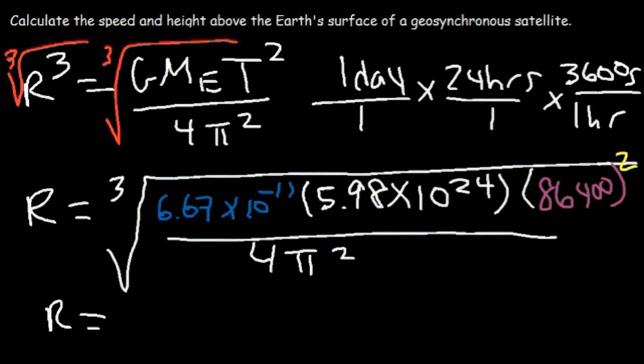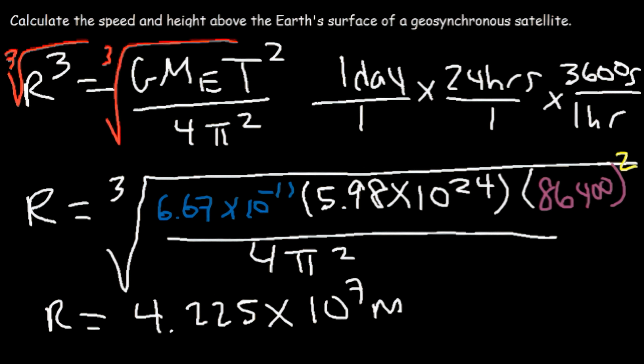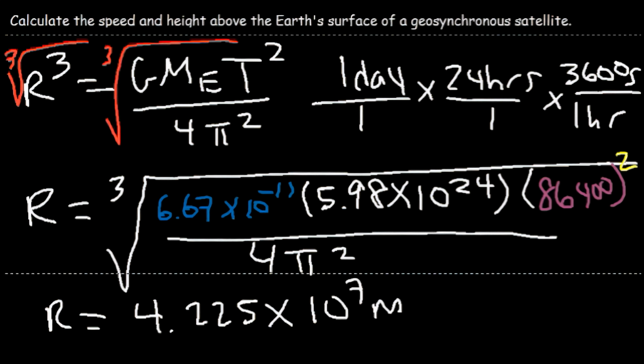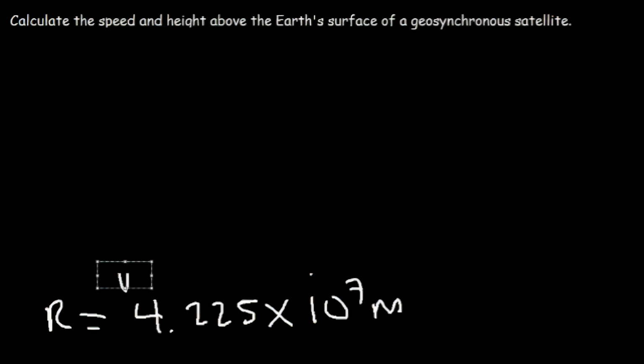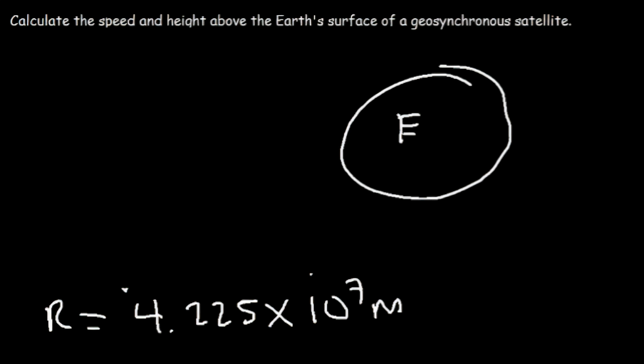So you should get an R value of 42,250,474, which is about 4.225 times 10 to the 7 meters. Now you need to understand that this R value is the distance between the center of the Earth and the satellite.